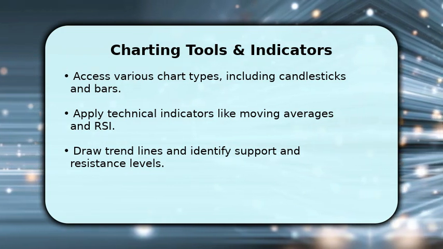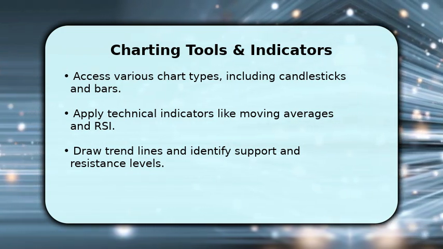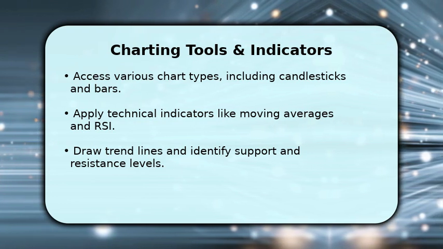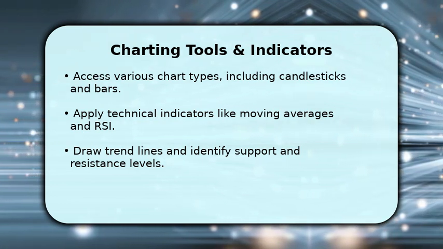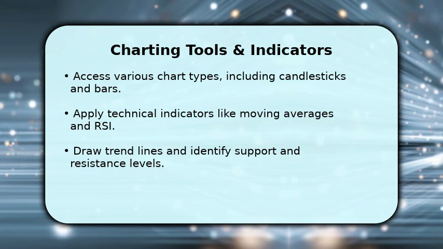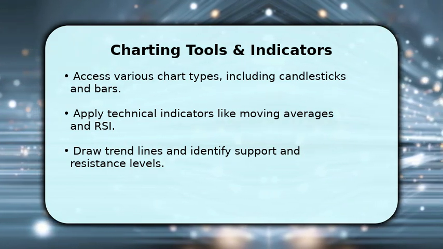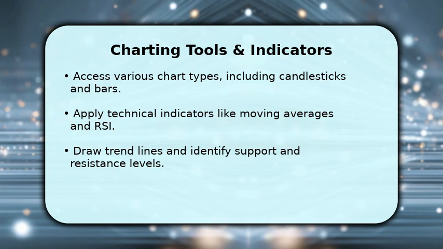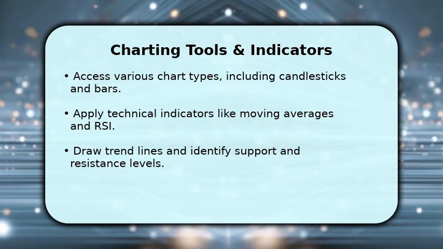To add technical indicators, tap the plus icon and select from a wide range, like moving averages or the relative strength index. You can also draw trend lines and other annotations directly on the chart for your analysis.